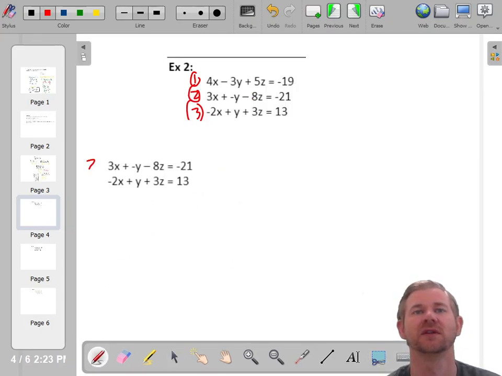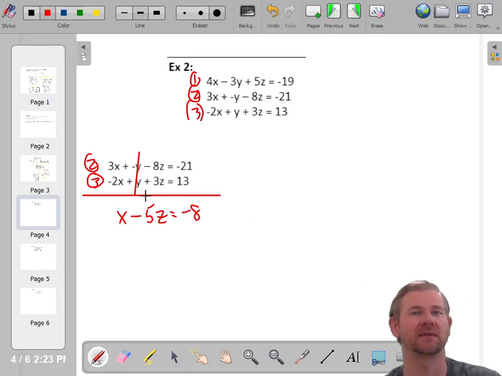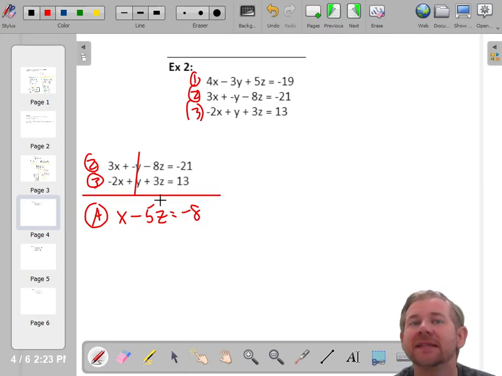Let's do this one first. 2 and 3. Y goes away. That's the whole point. And now I have 3 minus 2 is 1x, and negative 8 and 3 make negative 5z, and 13 and negative 21 make negative 8. I'm going to call that line A. So now that we have line A, we're going to eliminate y again, and that's what I was doing before.